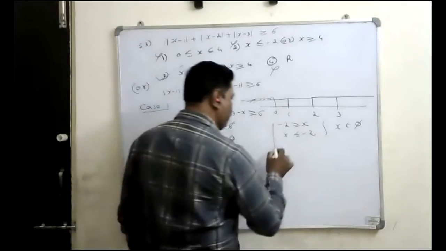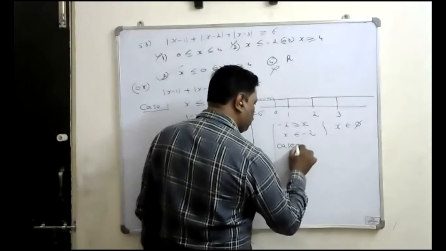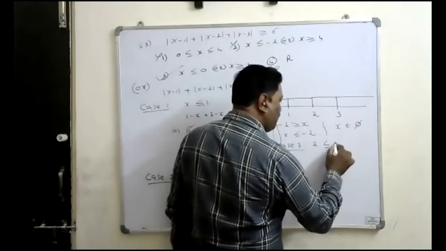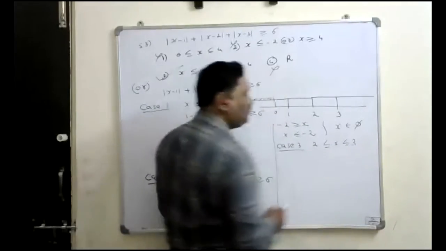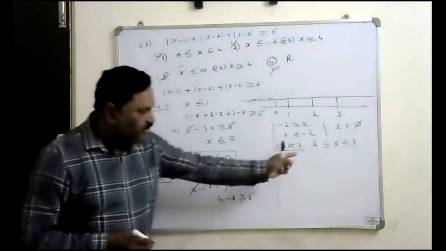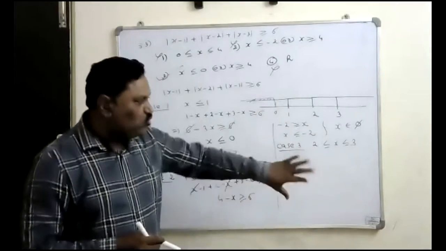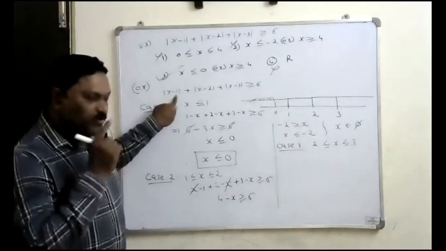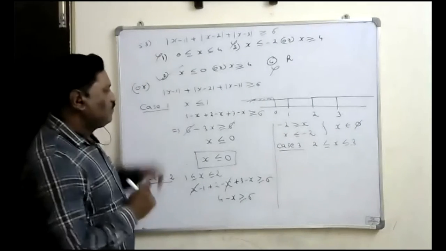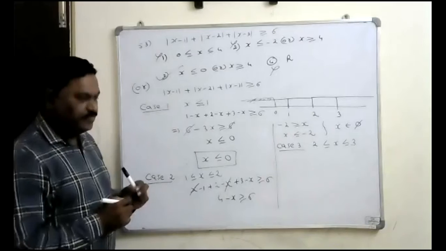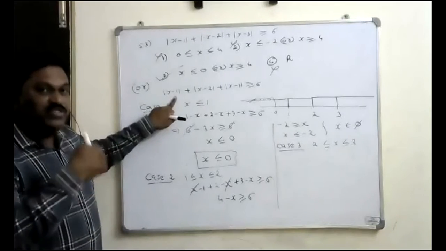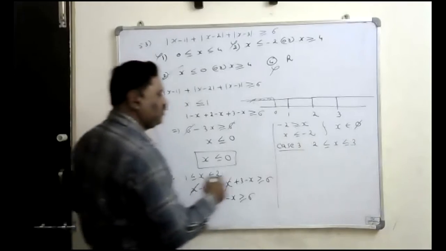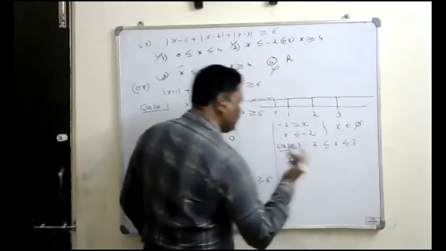Now we go for case 3. In case 3, I will take the x value lying between 2 and 3. If x is more than 2 and less than 3, is x minus 1 positive or negative? It is positive. If x is more than 2, then x minus 1 is positive, so when we remove the modulus we take it straight away as x minus 1.